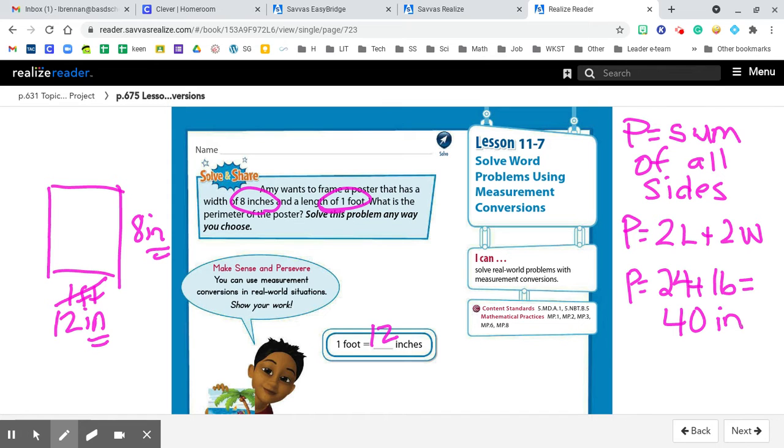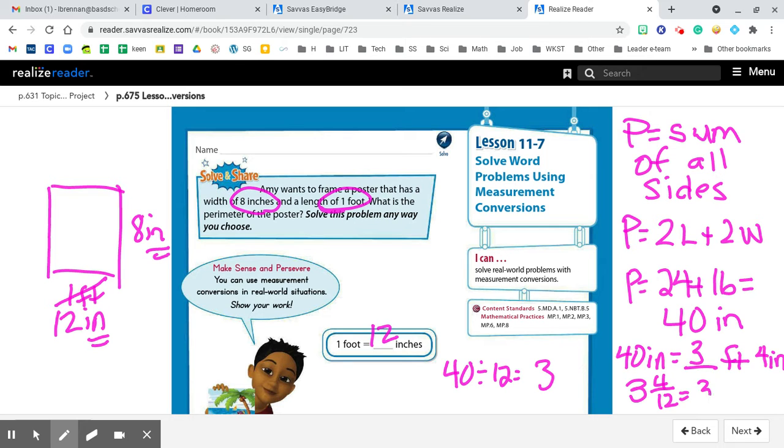We can turn 40 inches into feet and inches. So we're going to take our 40 and divide it by 12. And 40 divided by 12 is 3 feet. And our leftover, 3 times 12 is 36, so it's 3 feet 4 inches. We can also write that as 3 and 4 over 12 feet, or 3 1/3 feet. You could write it 3 feet 4 inches. You could write it 40 inches. All those would be correct.